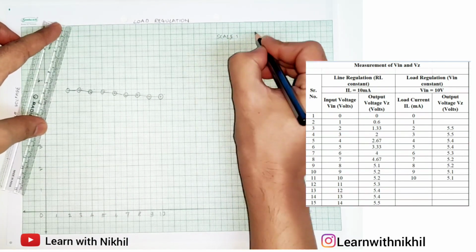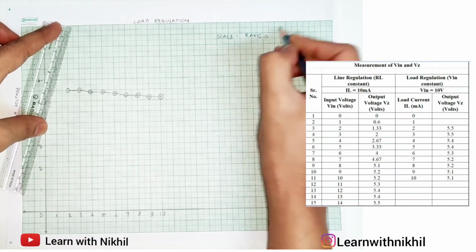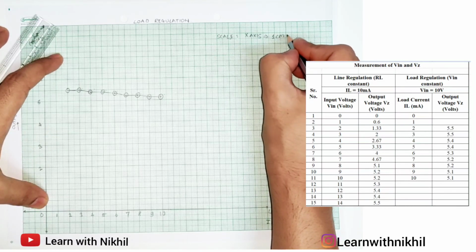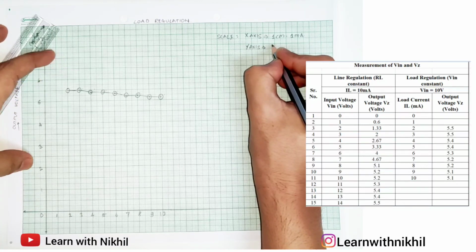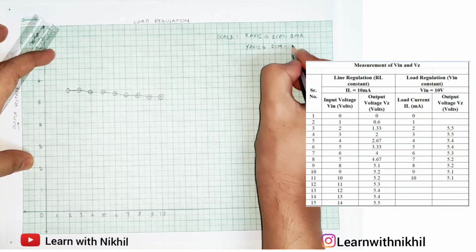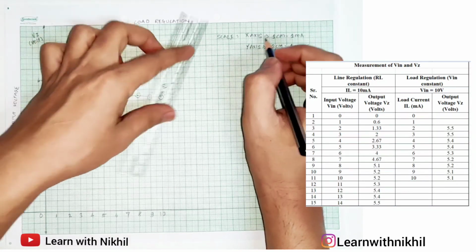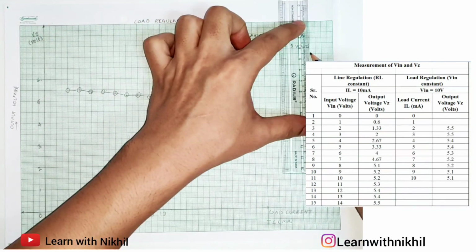Marking of the scale: on the x-axis 1 centimeter is equal to 1 milliampere, and on the y-axis 2 centimeter is equal to 1 volt. And with this we are done with the graph also.